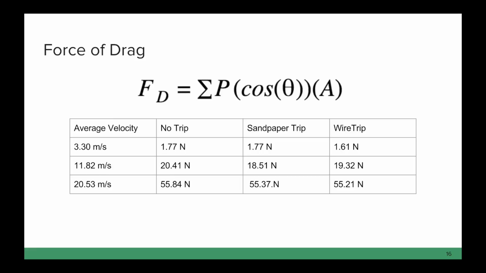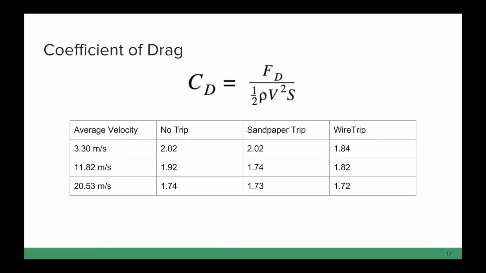Looking at the following table, using a trip strip changes the force of drag. On average, the force of drag will decrease if the cylinder has a trip strip. This is due to the fact that with the trip strip, flow will stick onto the surface more and will lower the force of drag. Coefficient of drag could also be calculated by dividing force of drag by 1/2 rho v squared times s, where s is the characteristic length of the object, which in this case is the diameter of the cylinder. Looking at the coefficient of drag table, as velocity increases, coefficient of drag decreases for all cases. For the most part, adding a trip strip effectively lowered the coefficient of drag.